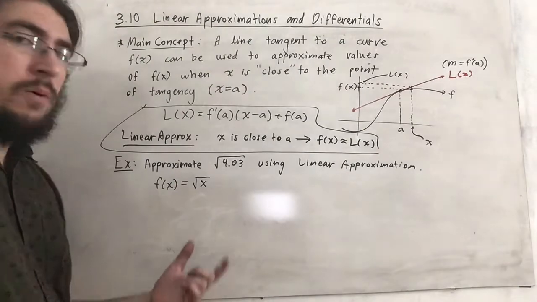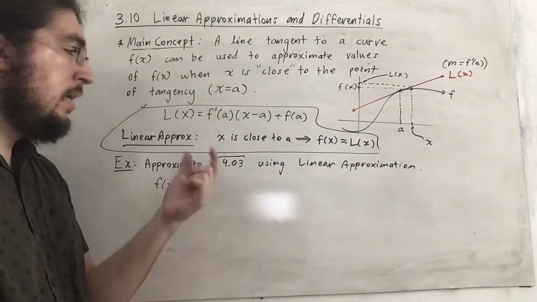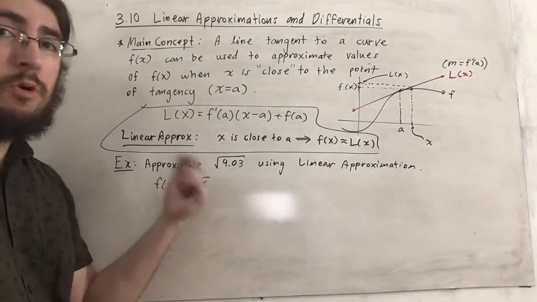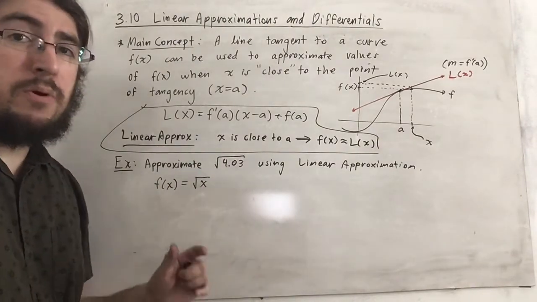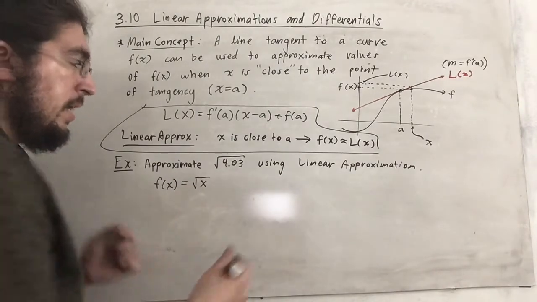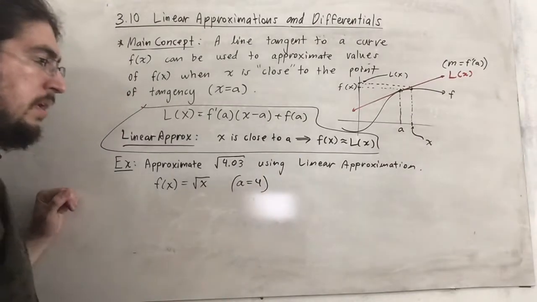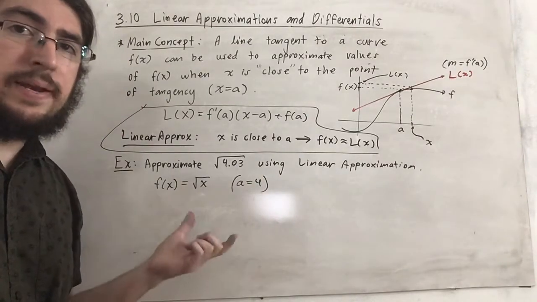Now a is going to be what we know that's close to the number on the inside. So the number we want to evaluate f at is 4.03, but we don't know the square root of 4.03, but we do know the square root of one number close to 4.03, and that's 4. So here a is going to be equal to 4. So that should be fairly obvious depending on the question.